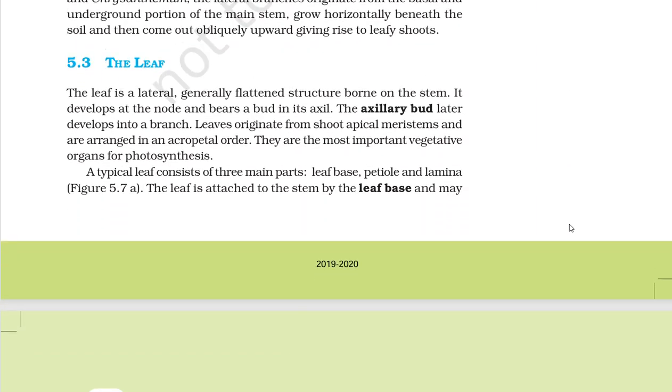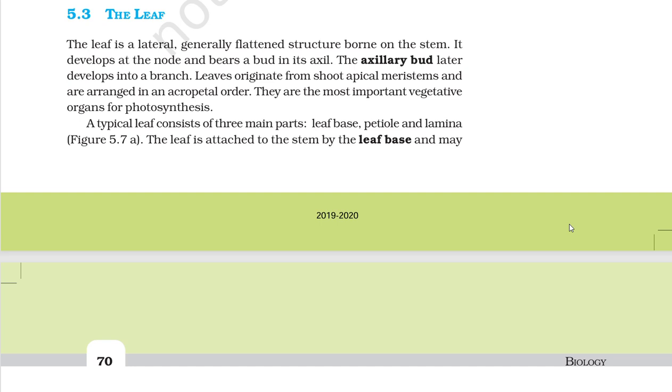5.3 The leaf. The leaf is a lateral, generally flattened structure borne on the stem. It develops at the node and bears a bud in its axil. The axillary bud later develops into a branch. Leaves originate from shoot apical meristems and are arranged in an acropetal order. They are the most important vegetative organs for photosynthesis.